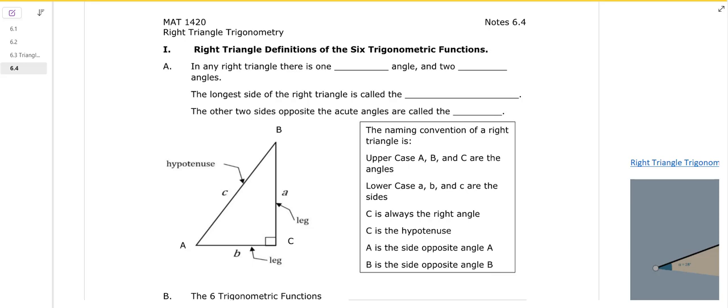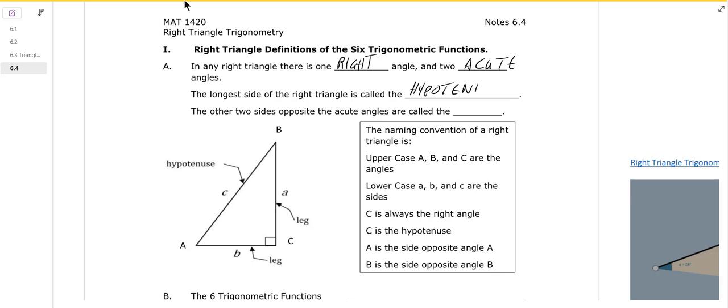All right. So 6.4, trig students, we will begin part one by looking at the right triangle definitions of the six trig functions. To begin with, in any right triangle, of course, there's only one right angle, and then there are two acute angles. So we'll be focusing on the ratios that exist in the triangle. And the longest side of the right triangle is called the hypotenuse.